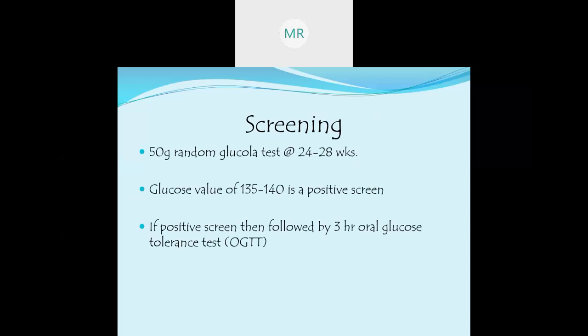And then of course we draw their values at 1 hour, at 2 hours, and at 3 hours. Okay, and gestational diabetes is diagnosed if 2 or more of these values are increased. Okay, when we draw their blood at 1 hour, 2 hours, 3 hours, if 2 or more of these values are increased, then they'll get the diagnosis of gestational diabetes.